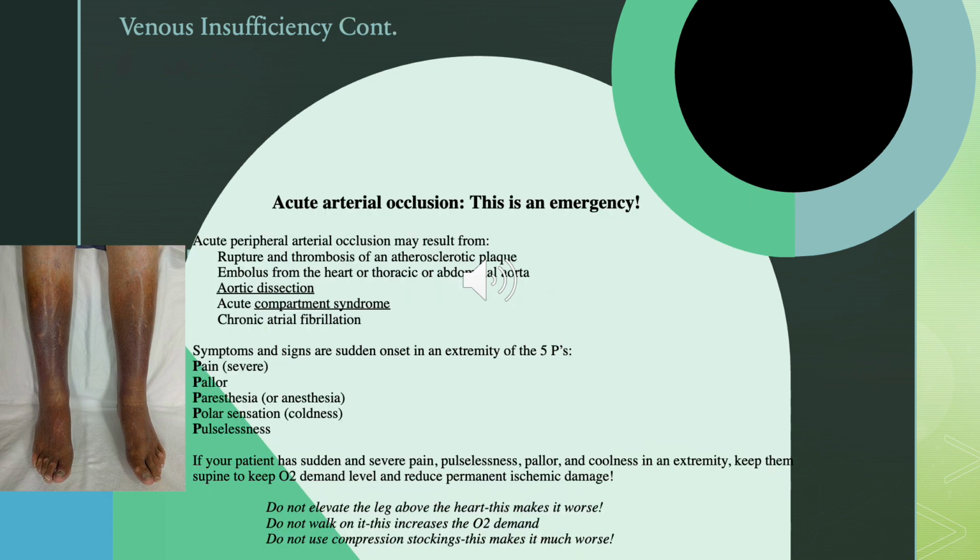All right, so acute arterial occlusion, it is an absolute emergency. It is arterial occlusion that results from rupture, thrombus, atherosclerotic plaque that just had too much, emboli from the heart or thoracic or abdominal aorta, aortic dissection, again, acute compartment syndrome from like a really nasty break or crush injury. Chronic AFib. So chronic AFib is notorious for doing this to people. So what you'll see is you'll have a patient with chronic AFib who will have sudden issues with severe pain.